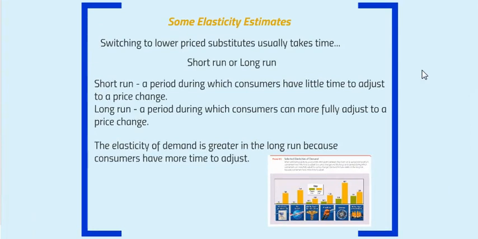All right, let's talk about elasticity estimates. Switching to lower price substitutes usually takes time. This is the short run versus the long run. The short run is a period in which consumers have little time to adjust to a price change. That's like the gasoline example that we just talked about. The long run is a period in which consumers can more fully adjust to a price change. So in the long run, we can make changes to our lives because of a price change in a product. The elasticity of demand is greater in the long run because consumers have more time to adjust. You'll need to remember that.